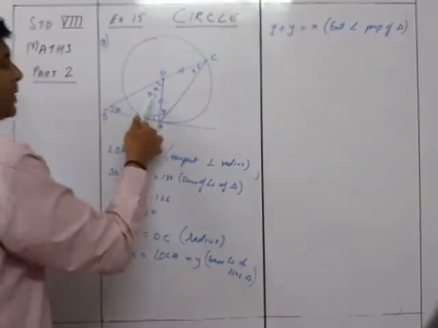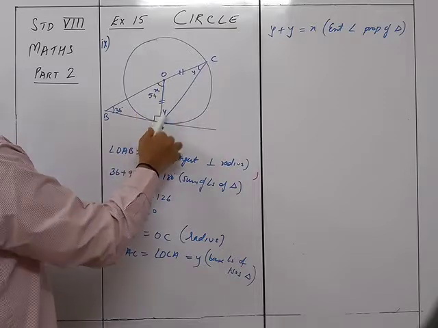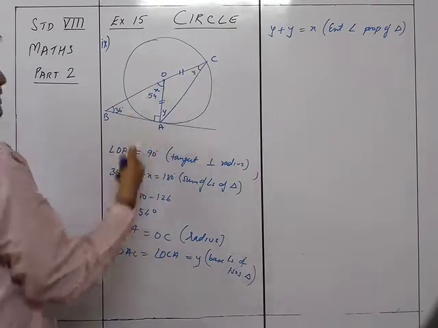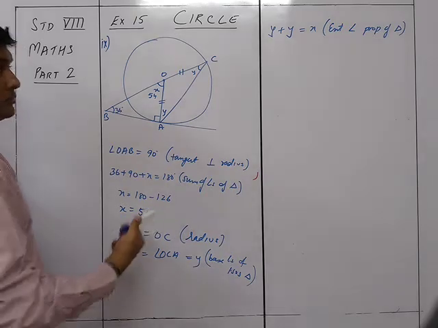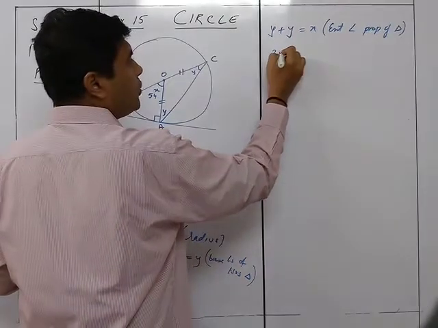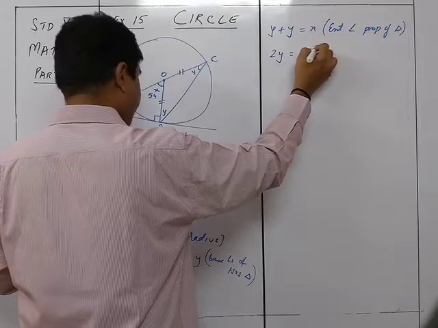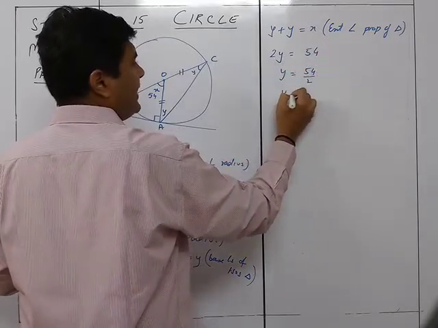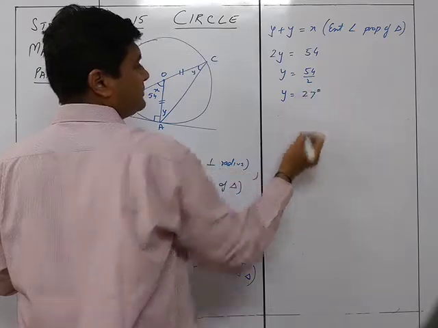See, what is the exterior angle property? The exterior angle is the sum of the other two interior angles. This angle plus this angle equals this angle. So that will be 2y is equal to 54. Therefore, y is equal to 54 upon 2. So y is equal to 27 degrees.